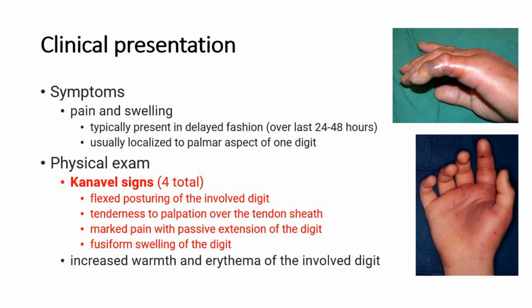Physical exam, look for the four Kanavel signs, which are flexed posturing of the involved digit, tenderness to palpation over the tendon sheath, marked pain with passive extension of the digit, and fusiform swelling of the digit. Other signs include increased warmth and erythema of the involved digit.